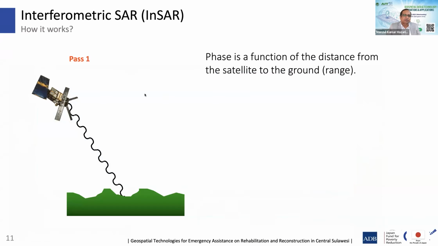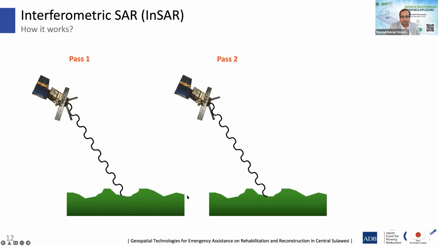Okay, so this is a satellite, and it is sending microwaves that hit the ground. Then, after some time, the same satellite passes over the same location. If there is no change, then you cannot sense or detect any change, right?